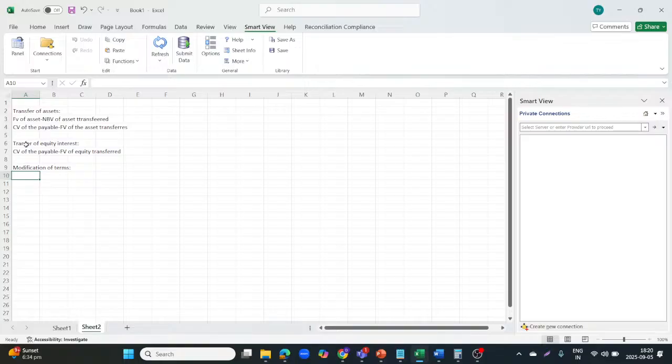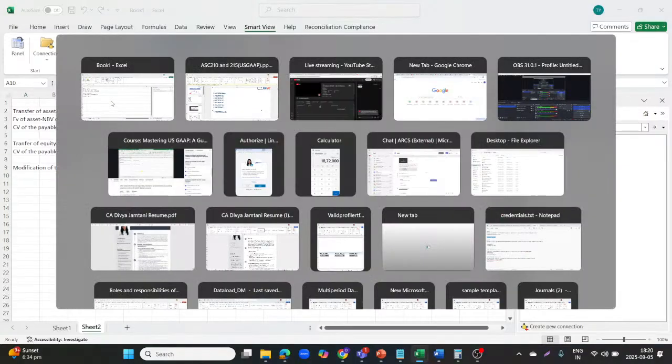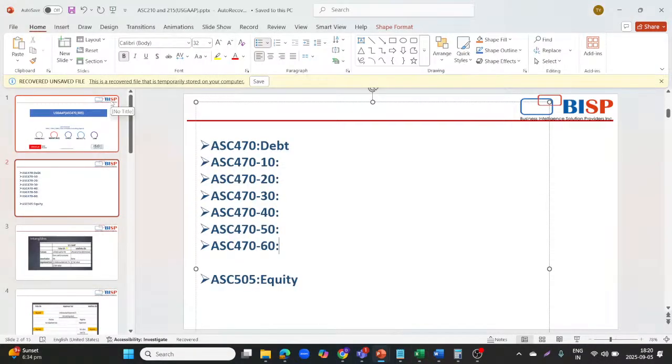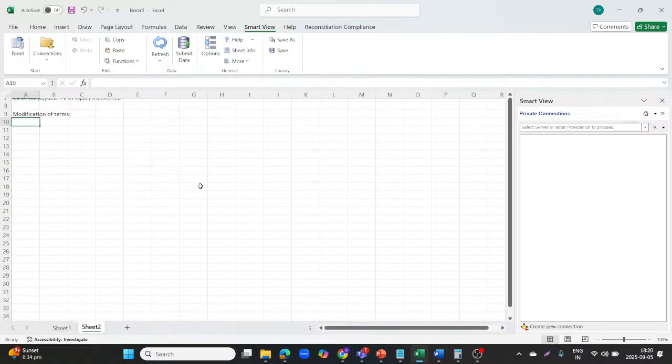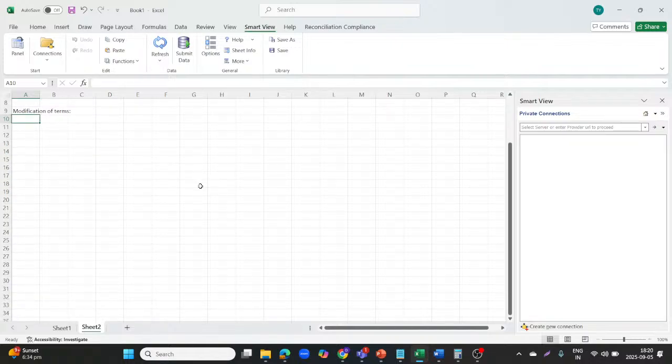Okay, so now we'll start with the second standard. So in this standard we have this much only. It tells you about these many topics. The second is 505, that is equity. So here under equity we'll see the equity terms. We'll also see the accounting standard codification. What does it say? 505 for equity, treasury stock, stock dividend and stock split.